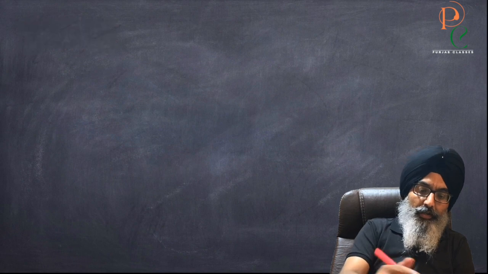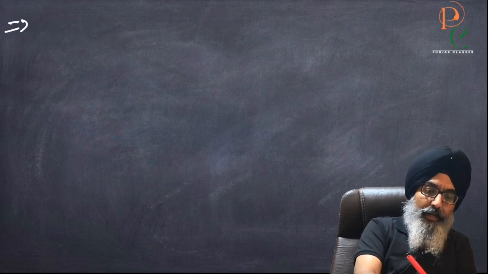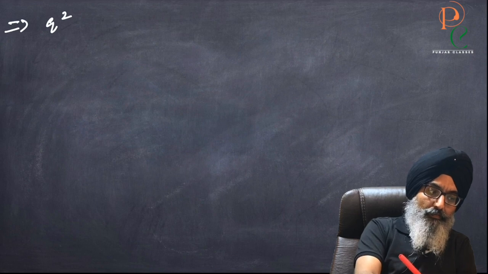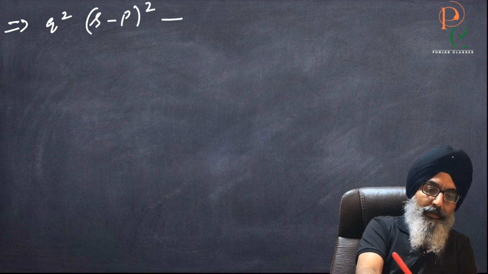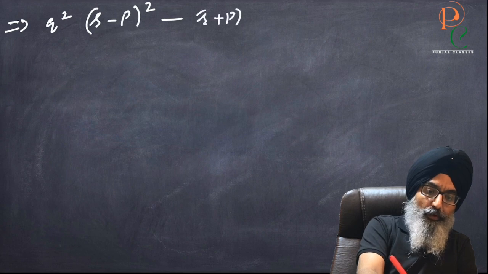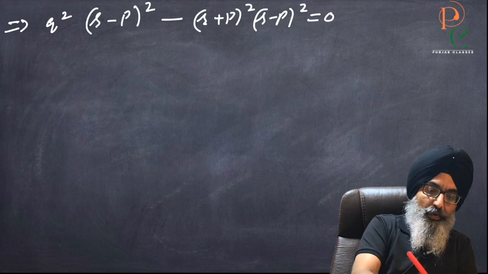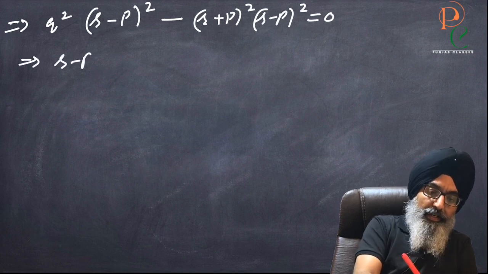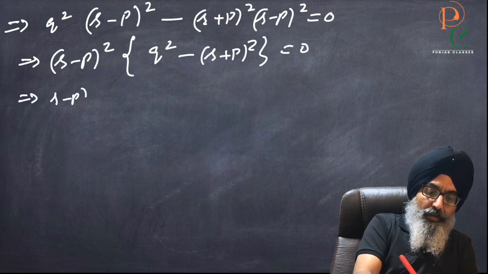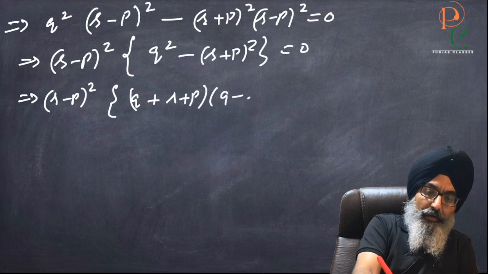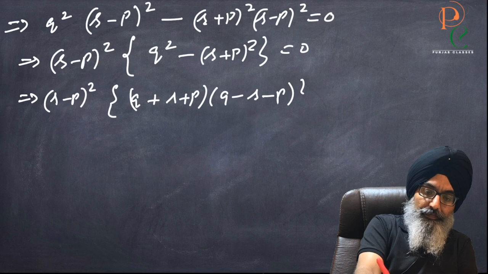Let's now further simplify it. I bring all the terms to the right side and I will find that I get Q square common, and we will be left with R minus P whole square minus R plus P whole square into R minus P whole square equals to 0. And I can see here clearly R minus P whole square is coming common. I am left with Q square minus R plus P whole square equals to 0. Now this is further reduced as Q plus R plus P into Q minus R minus P equals to 0.